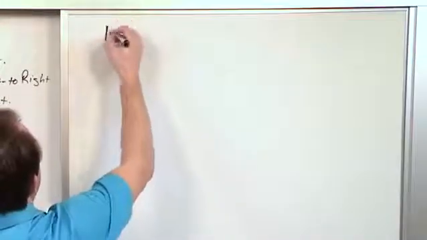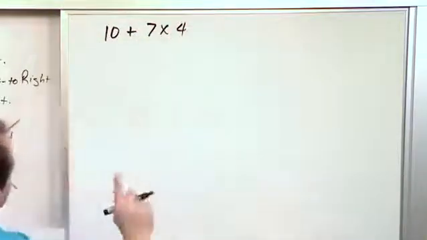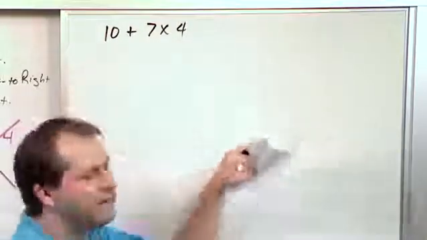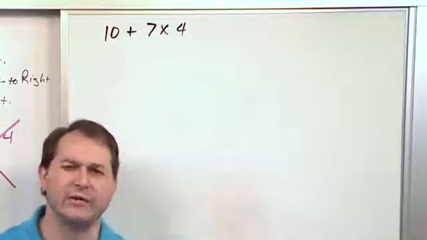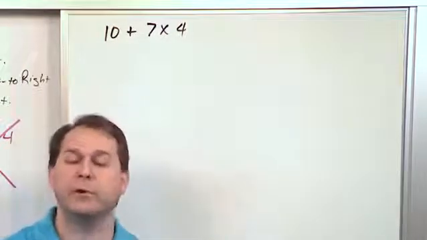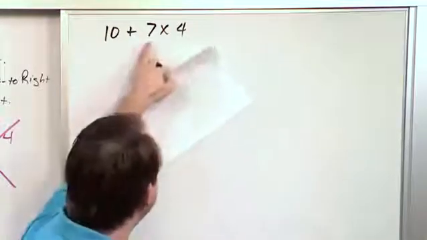Now, what if you have the problem 10 plus 7 times 4? Right? Now, here's the correct way to do it. The first thing you look and see is, do I have any parentheses in this problem? And I don't, so I don't even worry about parentheses. The next thing I do is I look, do I have any multiplication or division? Because that is the next thing in the list. And I see that I have 7 times 4.